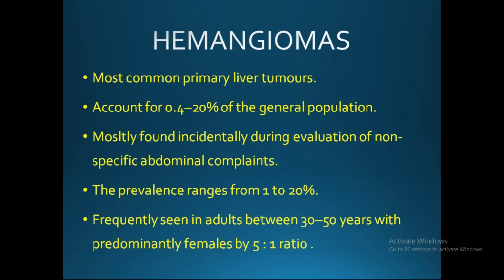So coming to the hemangiomas, they are the most common primary liver tumors. Incidentally, we can find them in up to 20% of the population if you do an ultrasonography scan. In up to 20% of the patients, you will find some degree or some stage of hemangioma present. They are mostly found incidentally during evaluation of non-specific abdominal complaints. The most common presentation is between the third to fifth decade of life, that is 30 to 50 years, and they are predominantly present in females.